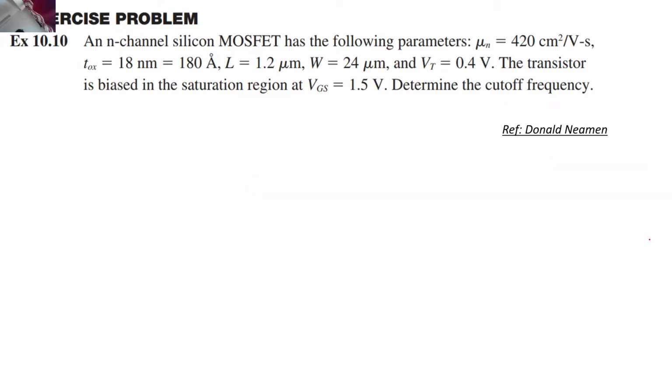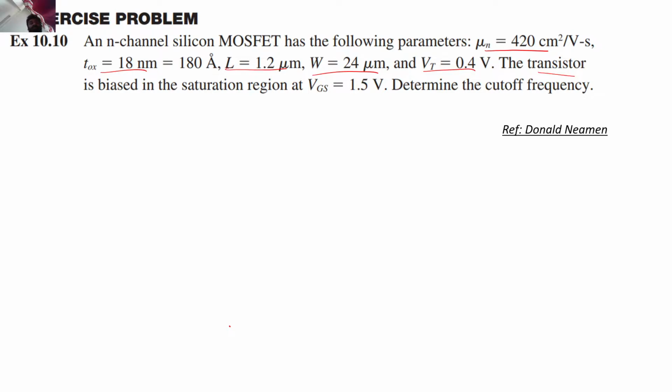And now we will come to a very simple problem for this. So an N-channel silicon MOSFET has the following parameters. They have given us the mobility of electrons as 420. The oxide thickness has been given to us. The channel length has been given to us. The width is also given. The threshold voltage has also been given to us, right?